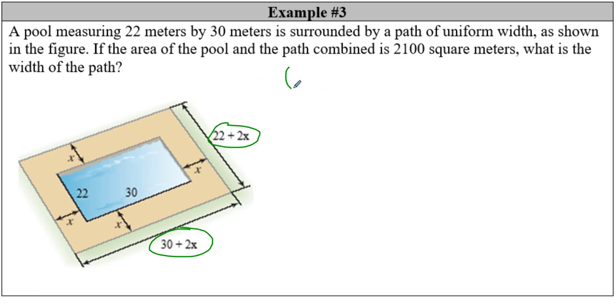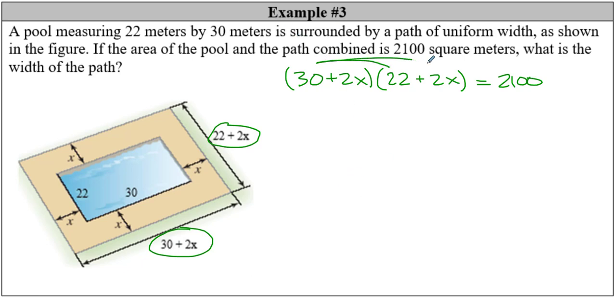Let's model that. So we got 30 plus 2x times 22 plus 2x. And it says the area of the pool and the combined path is 2,100 square meters. So we're setting that equal to 2,100. All right, let's go ahead and do our double distribute. Boom and boom.